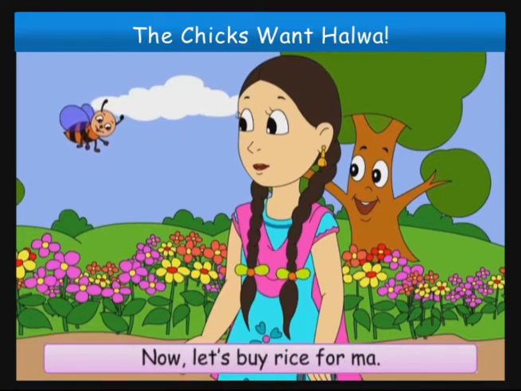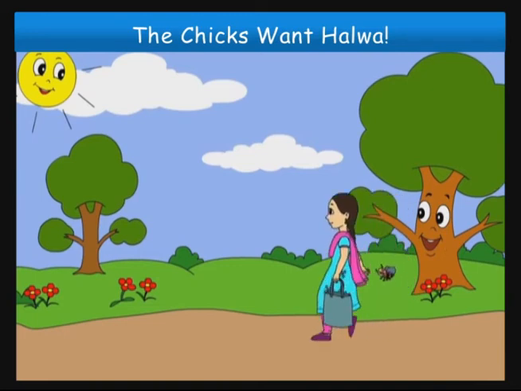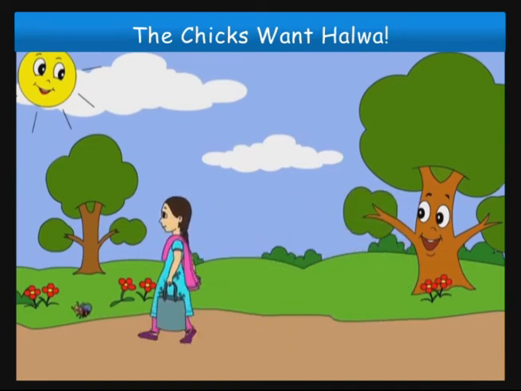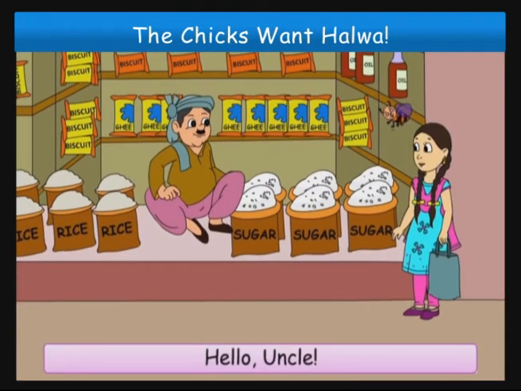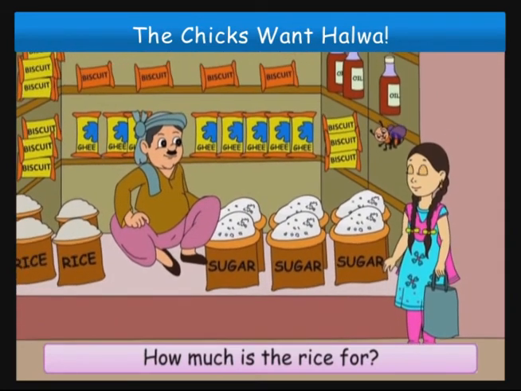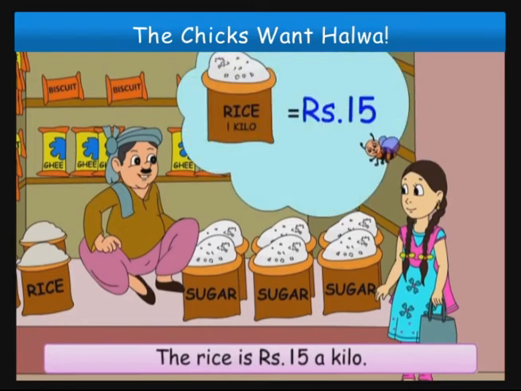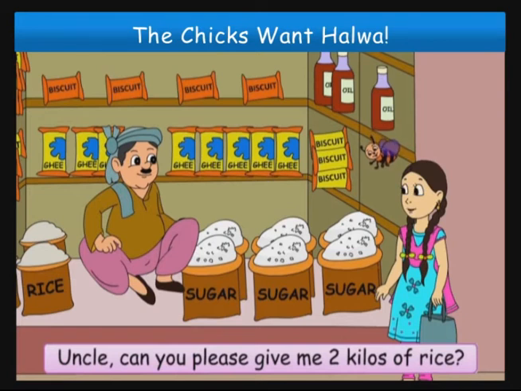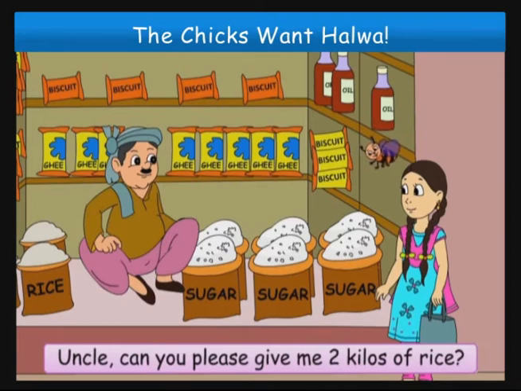Now, let's buy rice for Ma. Hello, Uncle. How much is the rice for? Hello, Meenu. The rice is 15 rupees a kilo. Uncle, can you please give me 2 kilos of rice? Yes, Meenu.